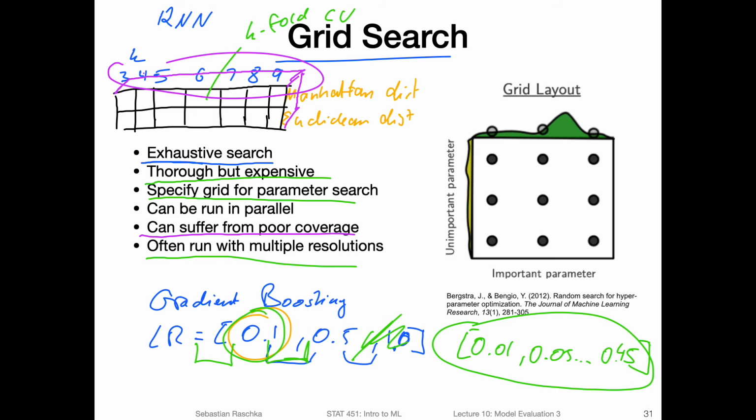So here on the right-hand side is a visualization from a paper by Bergstra and Bengio. The article is essentially about randomized parameter search, which I will show you in the next slide. But here is a visualization of also the poor coverage issue. So here, imagine there's an important parameter and there is an unimportant parameter.